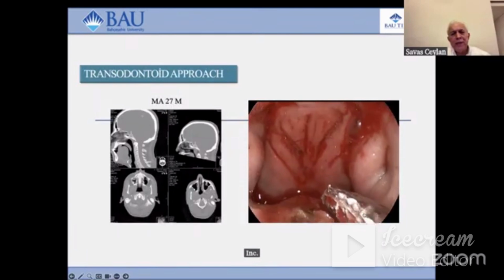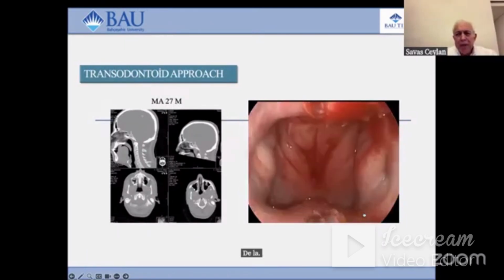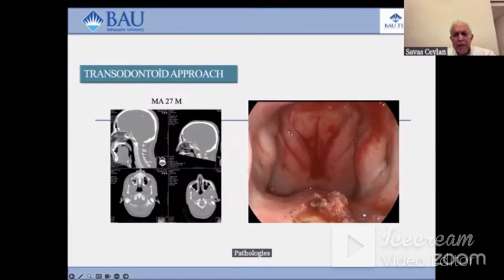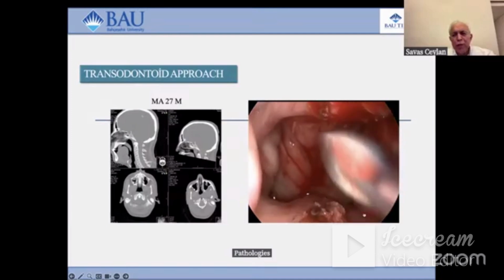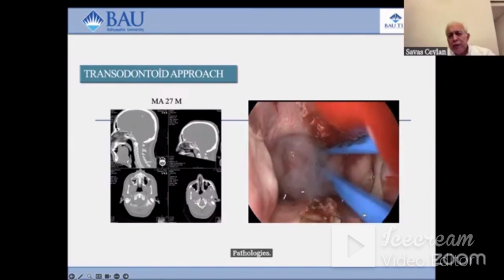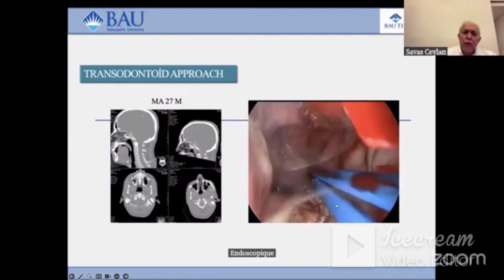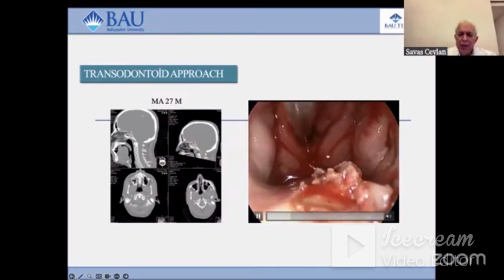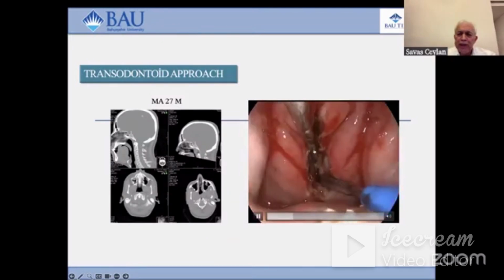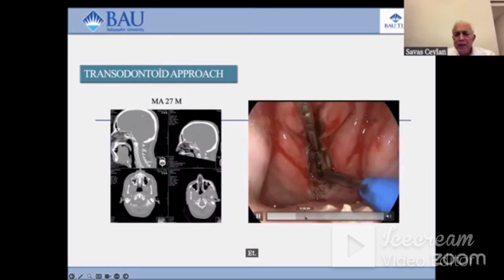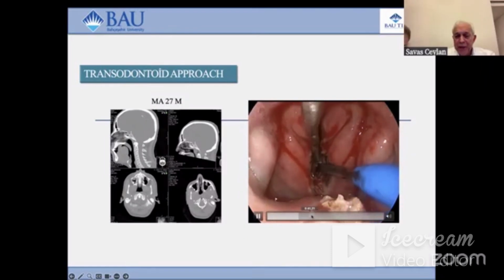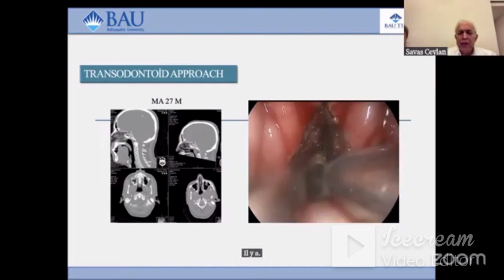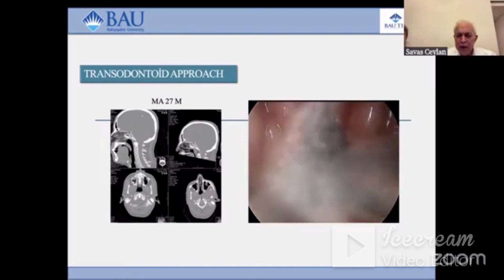In the last case, basilar impression and other congenital pathologies, you can prefer the transodontoid approach. The endoscopic transodontoid approach is a very easy approach. We routinely used a vertical incision, and we opened the buccopharyngeal fascia, and then we dissected the craniocervical muscles, and we reached C1, and we drilled the C1 arch.